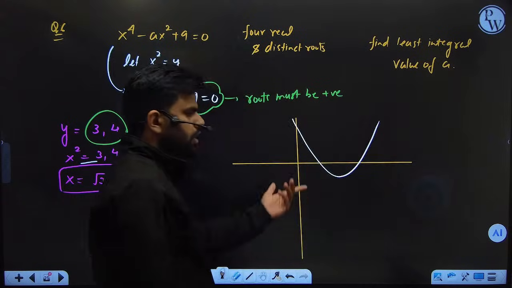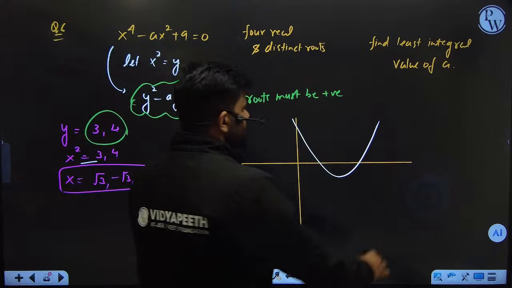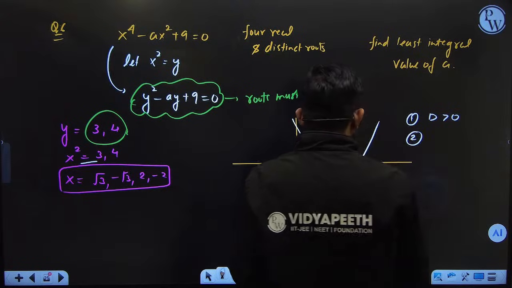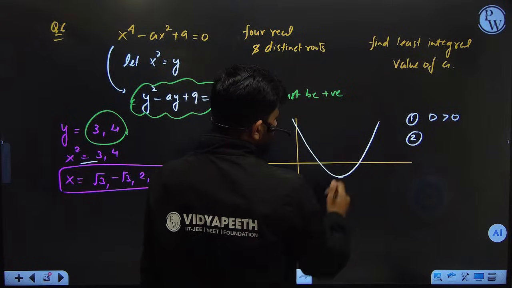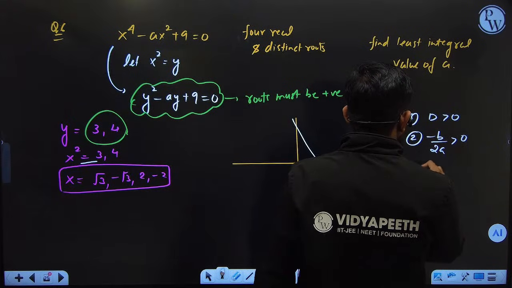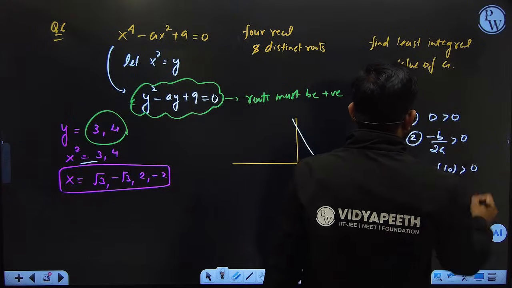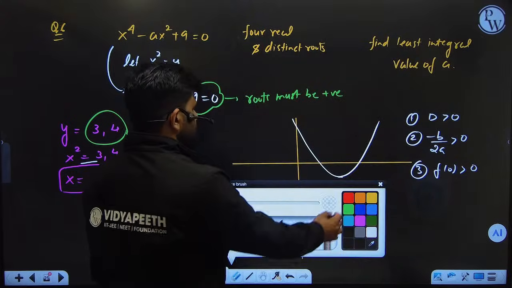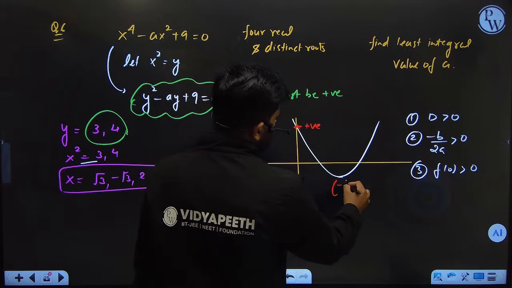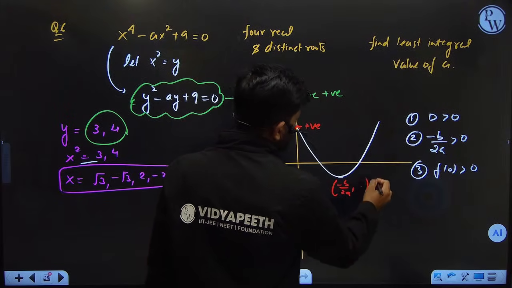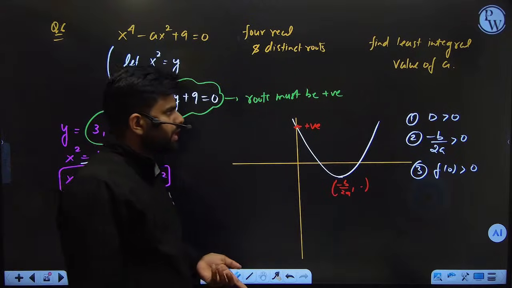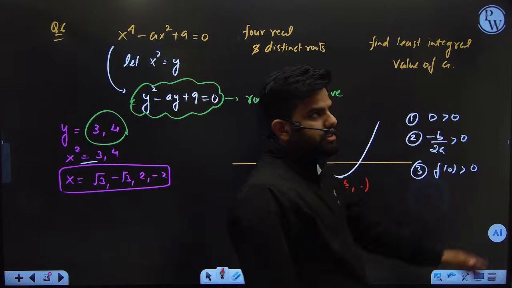Now what are the conditions? First condition on discriminant, that it should be positive. Second condition, the x coordinate of the vertex should be greater than 0. And third one, f of 0 should be positive. The x coordinate of the vertex must be greater than 0, and obviously the discriminant should be greater than 0, not equal to 0. Fine. So you need to solve these conditions, right?